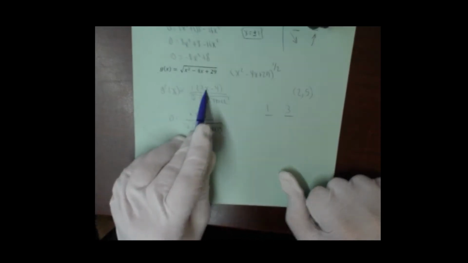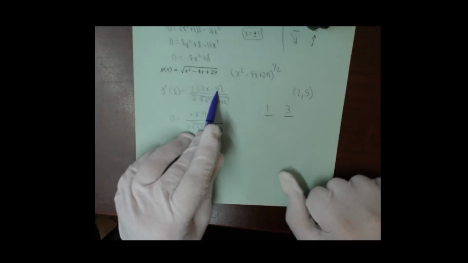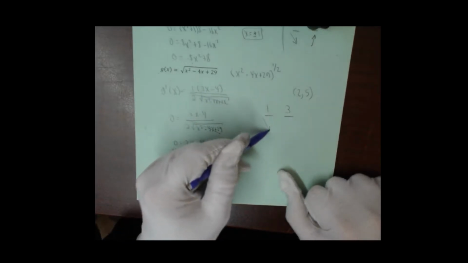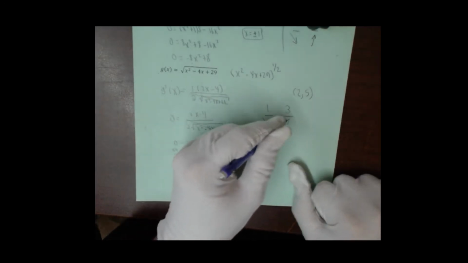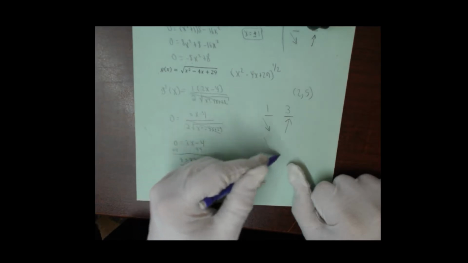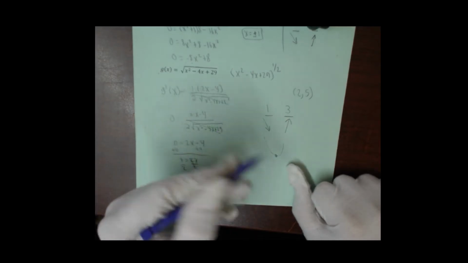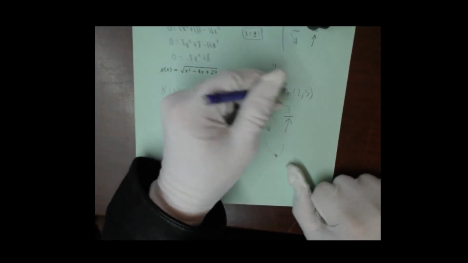If I plug in a 1, I get 2 times 1 is 2, minus 4 is negative 2. So I plug in a 1, we're falling. Plug in 3, we get 2 times 3 is 6. 6 minus 4 is positive 2, so we're increasing. Hopefully you see that pattern by now. Decreasing to increasing means that this is going to be a relative minimum. And indeed, that's the answer.